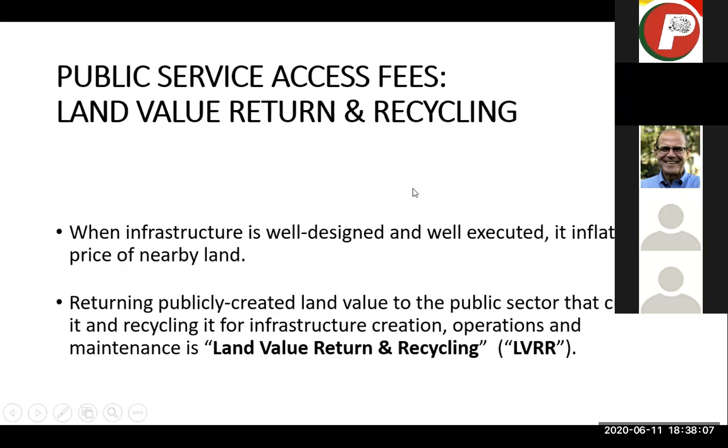So just filling in land value return and recycling, when infrastructure is well designed and well executed, it inflates the price of nearby land.